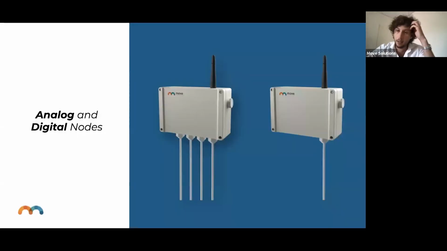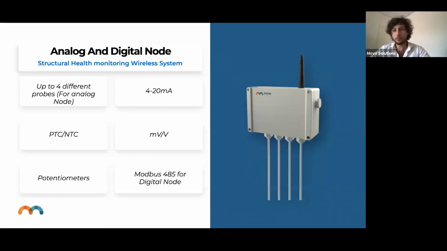And then we have the analog and digital nodes. So what are analog and digital nodes? The analog node is a logger, let's say. So you can place geotechnical sensors plugged into the analog node.